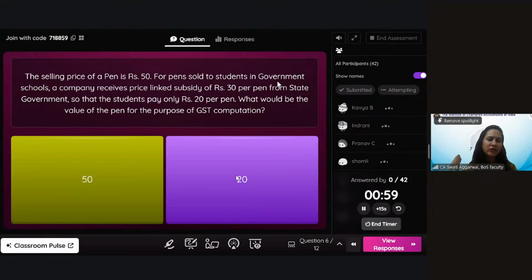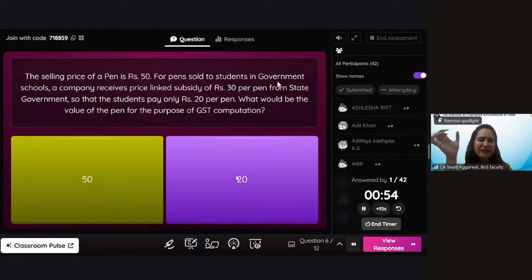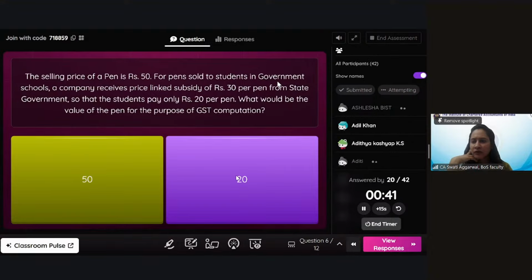Next question is there on your screen. Selling price of a pen 50. 4 pens sold to students in a government school. A company receives a price-linked subsidy of rupees 30 per pen from the state government. Students can pay only rupees 20 per pen. What would be the value of the pen for the purpose of GST calculation? Option A 50, B 20, and 41, 40, 39 seconds are left with you.